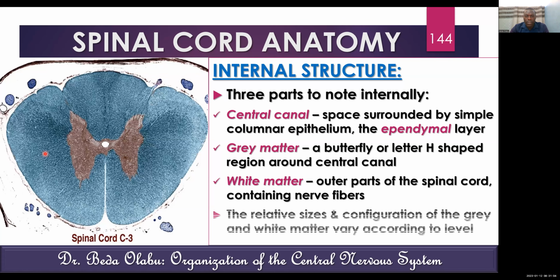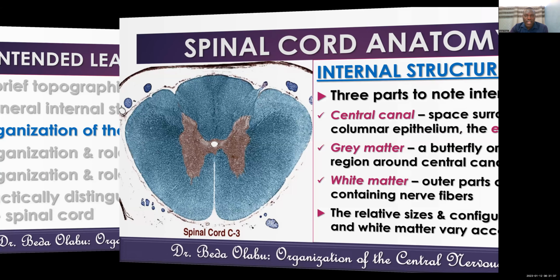The relative sizes and configurations of the spinal cord gray matter and white matter vary a lot according to the level of the spinal cord. And that's one of the concepts you're going to use when you're going to classify or try to pinpoint the segment of the spinal cord that one is coming from. Right, so we'll be talking much about that.